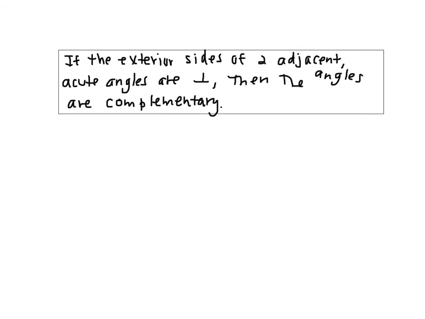Our third theorem states that if the exterior sides of two adjacent acute angles are perpendicular, then the angles are complementary. Okay, so this is kind of a long theorem. So to illustrate it, let's go back to those lines L and N.